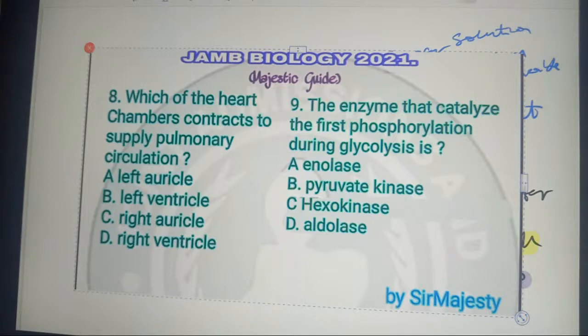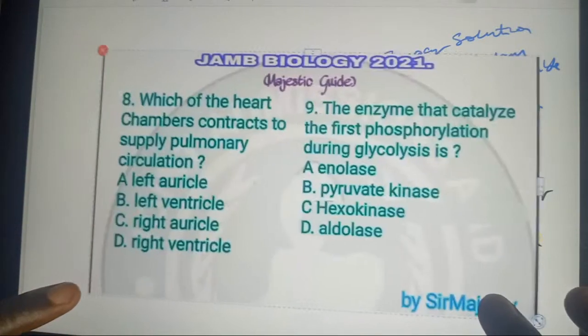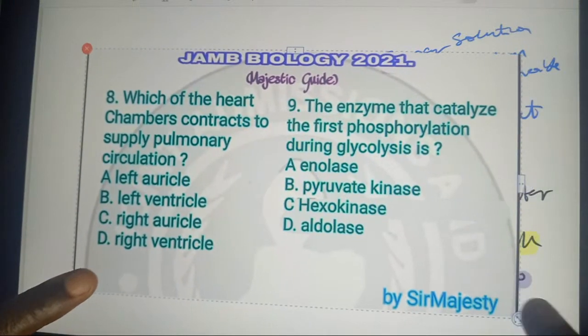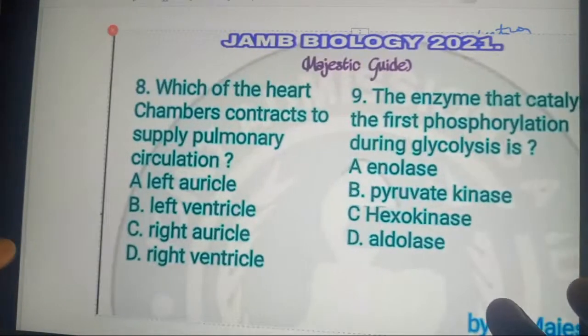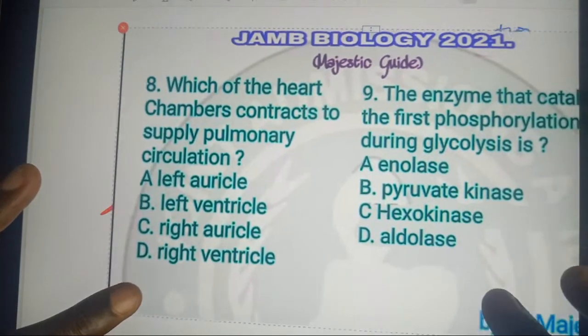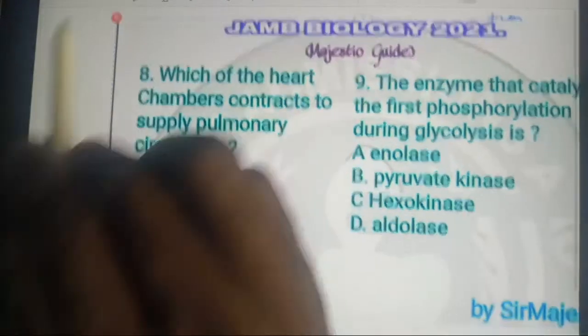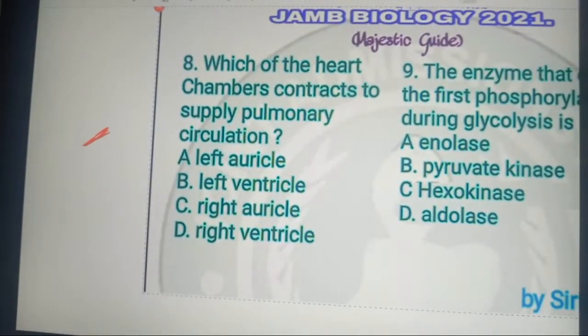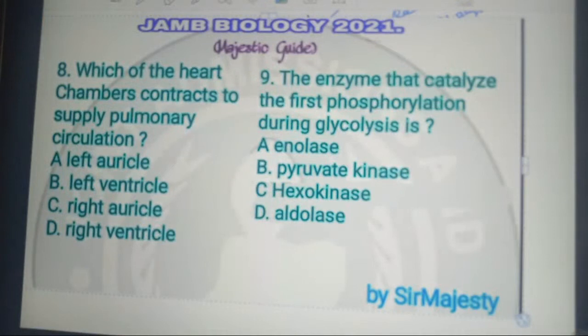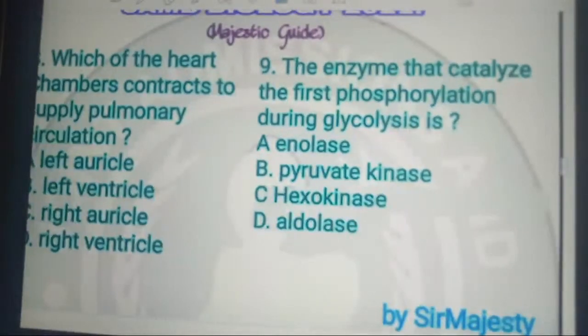Option B says left ventricle, while option D says right ventricle. Now, it is good for you to know that the thickest chamber of the heart is actually the left ventricle, and it supplies blood to longer distance. So it doesn't supply to the lungs, it supplies to other parts of our body apart from the lungs, which means our answer becomes automatically B. So left ventricle contracts to supply the pulmonary circulation, and pulmonary circulation is the circulation from the heart to the lungs, then from the lungs back to the heart for oxygenation. That's the significance of pulmonary circulation.